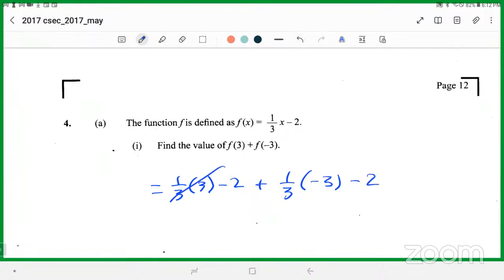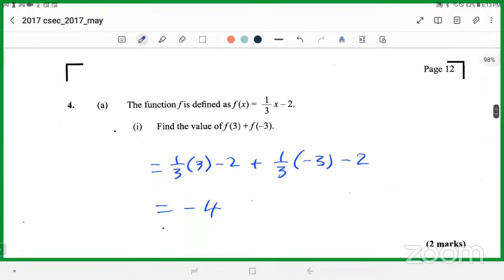I can see that this value and this value cancel out each other, because this becomes a 1 and this becomes a negative 1. So you're really left with negative 2 and negative 2. So the answer here is negative 4. That's the answer for that one, negative 4.